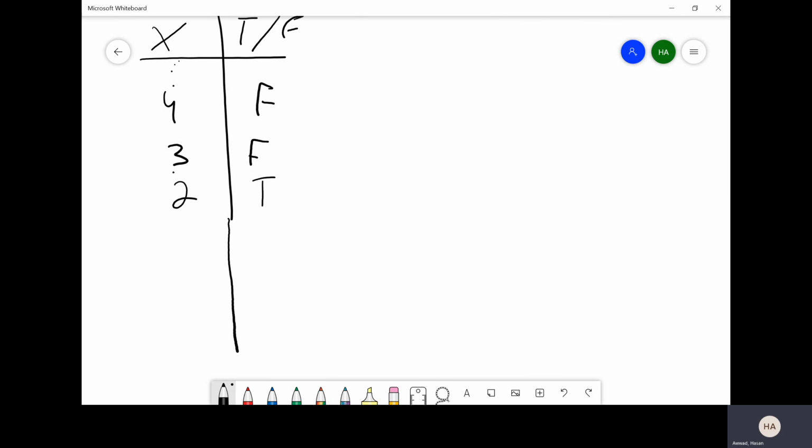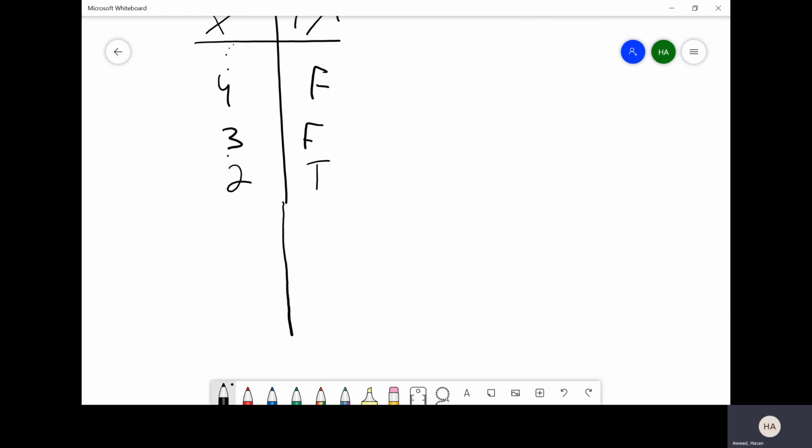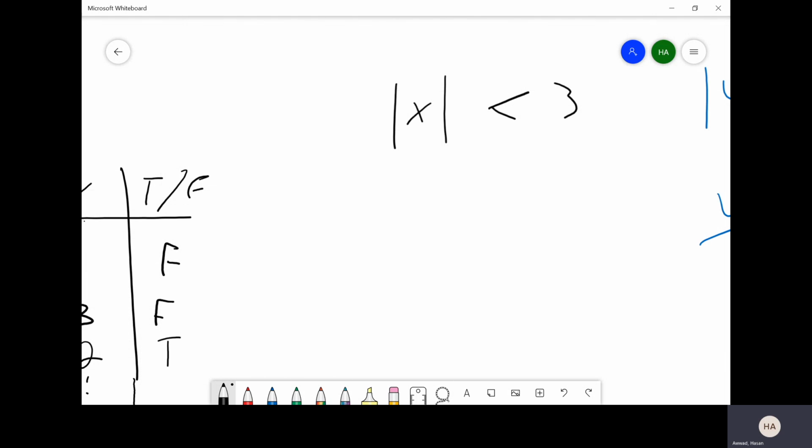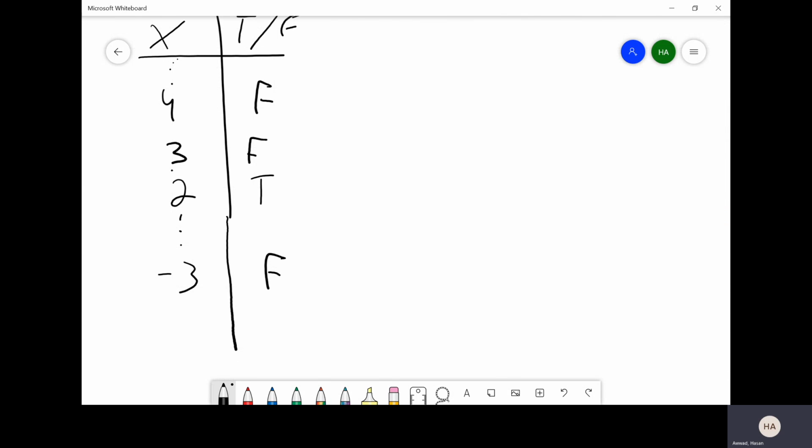Let's skip a couple numbers because, again, you can go through them and you can see that it's going to make sense, right? 2, 1, 0, -1, -2. That's all correct, right? What about -3? Well, at -3, so I'm putting a couple dots here. At -3, it's going to be false again. Why is it going to be false? Well, at -3, we see that it's the absolute value of -3, and the absolute value of -3 is 3, and 3 is not less than 3, right? So we see that it's in fact false here.